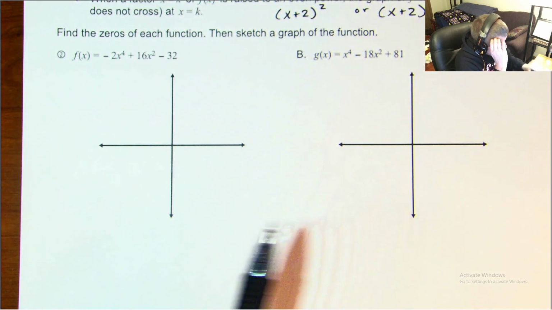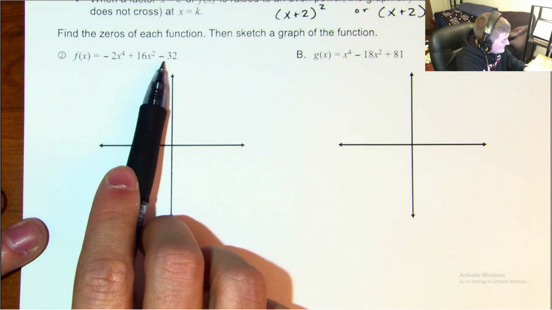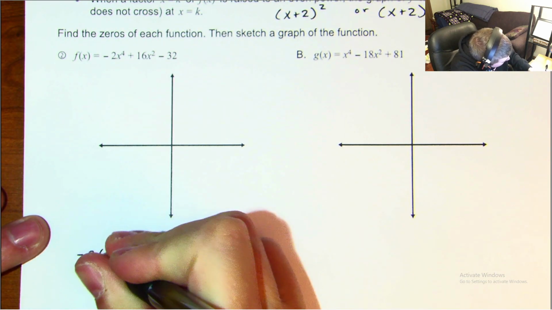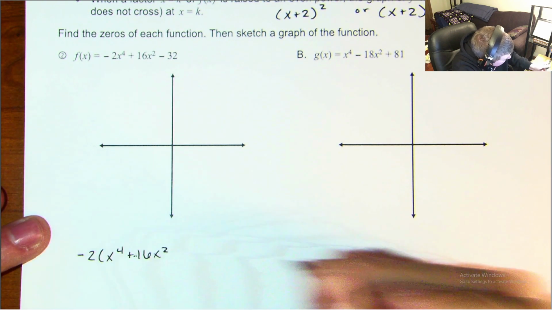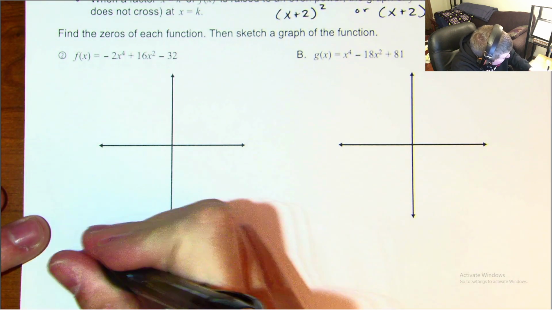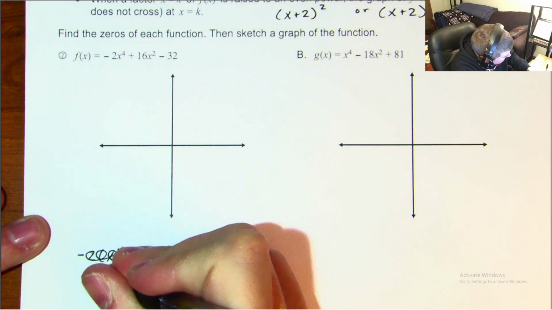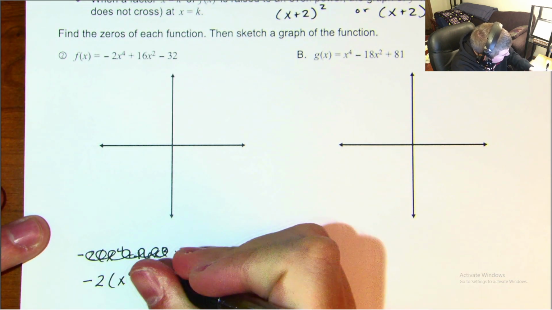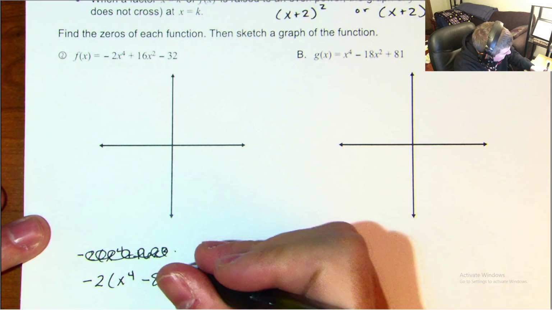If we factor this, it can help us see where it's going to cross on the x-axis, as we just talked about. Looks like we can take a -2 out of each of these. Let's start over. Taking -2 out, we get x to the 4th, and then positive 16 divided by -2 is -8, x squared, and then -32 divided by -2 is positive 16.